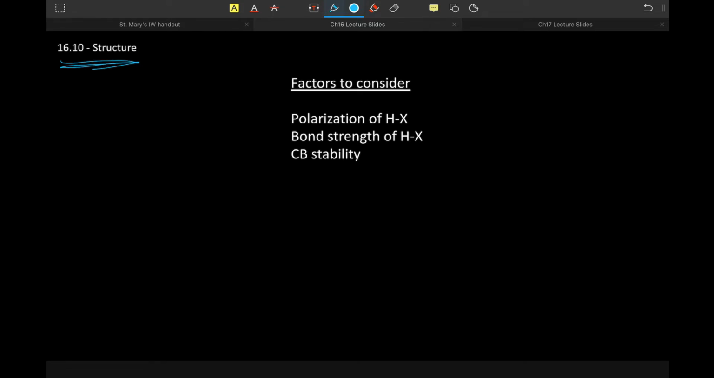The factors to consider if we are gauging the strength of an acid is to determine the polarization of that HX. And note that X can be an atom or it can be a series of atoms. It's just the polarization of that bond between the hydrogen and the rest of the molecule, the bond strength of that hydrogen to the rest of the molecule, and the stability of the resulting conjugate base. Do be mindful here that all of this is just about the ease with which that hydrogen can be taken away by a water molecule, because that's what it means to be an acid. It's the ability to lose that proton. So that's what we're looking at here.